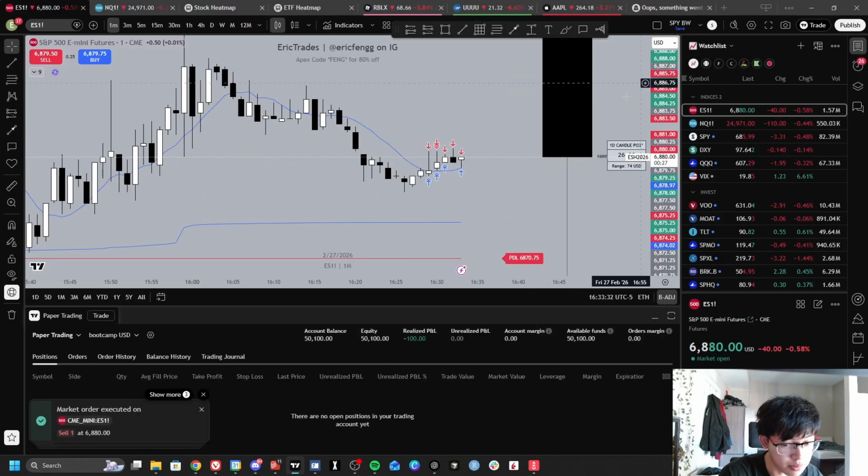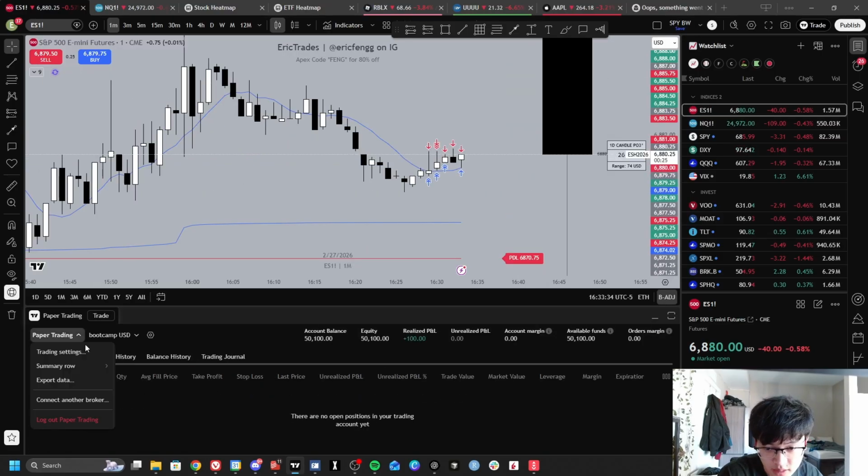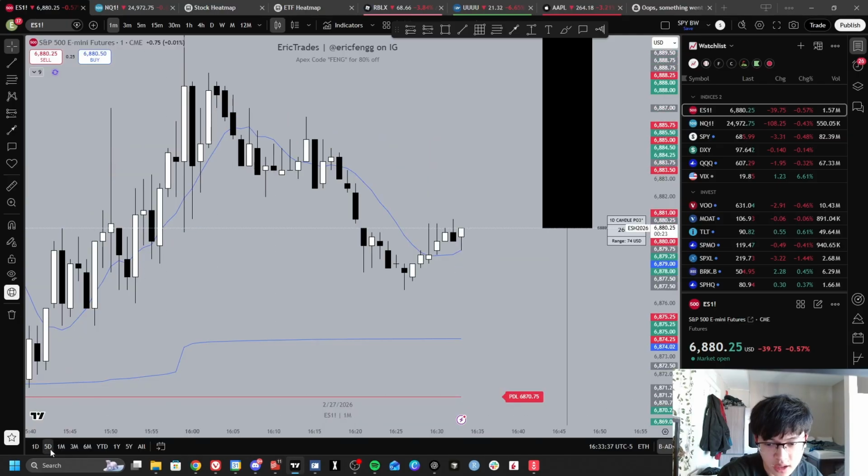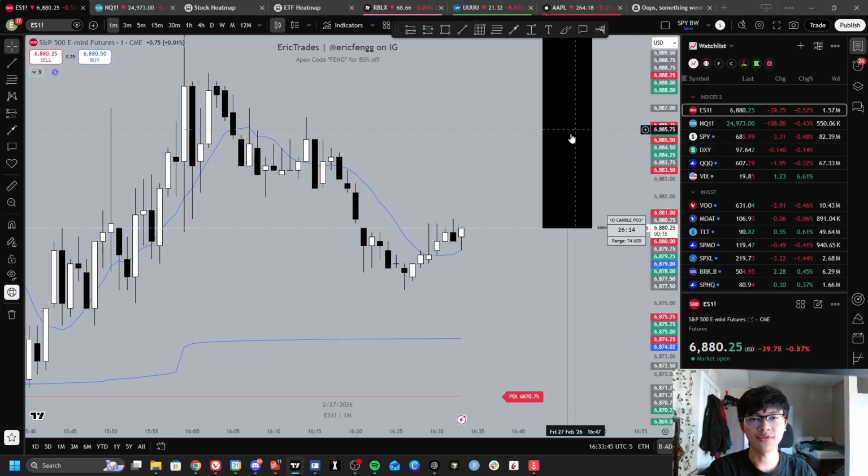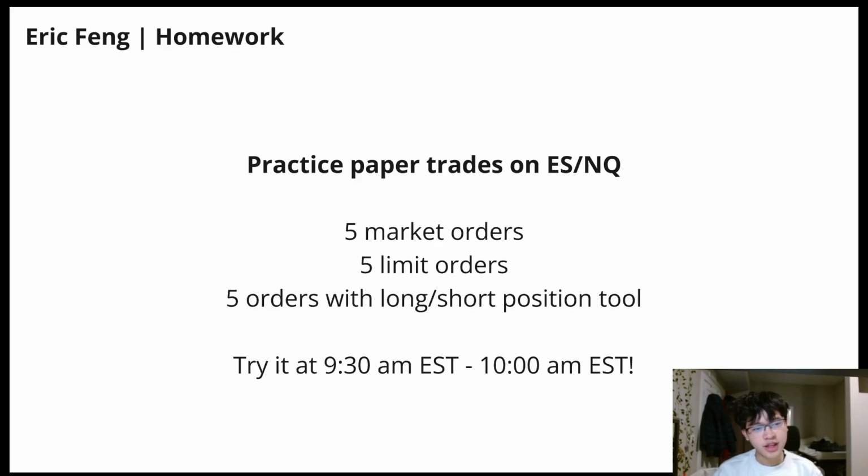all there is to paper trading. Now you can just press paper trading here and press log out, and now we can see nothing's in the bottom left, and this trade button will tell us to log in. So now we know we are all good to go and can close TradingView. That's everything for today.